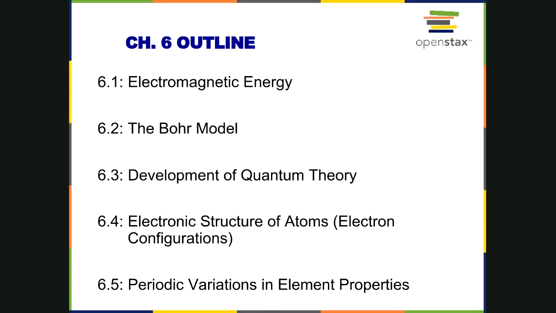So this is the last component of chapter 6. We're going to cover electron configurations of elements and periodic variations of the element properties. And this is all going to lead back to the structure of the periodic table. So once we're done tonight, you should be able to use the periodic table to actually predict the electron configuration for a particular element or ion.